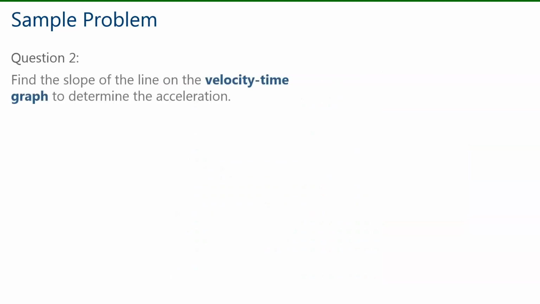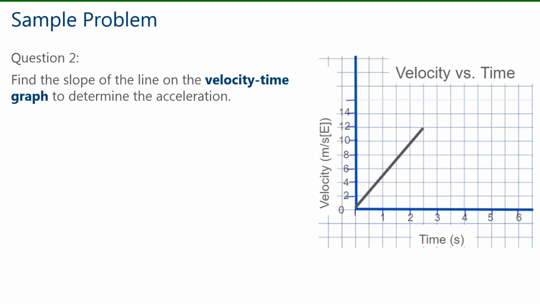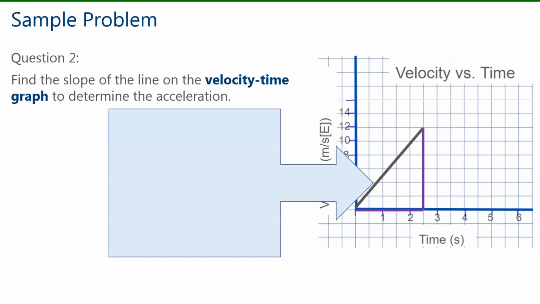Our next problem asks, find the slope of the line on the velocity time graph to determine the acceleration. The first thing I'm going to do is draw a line to my x-axis to form a triangle. Then I'm going to calculate the slope, and the slope is rise over run. So we look at how much it rises up divided by runs across.